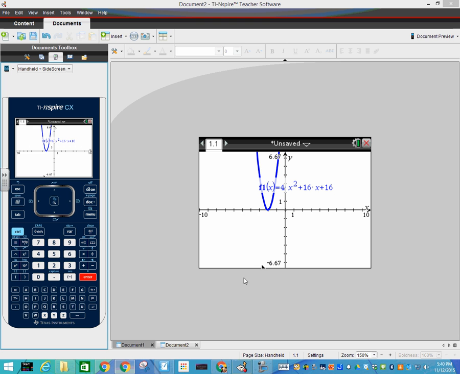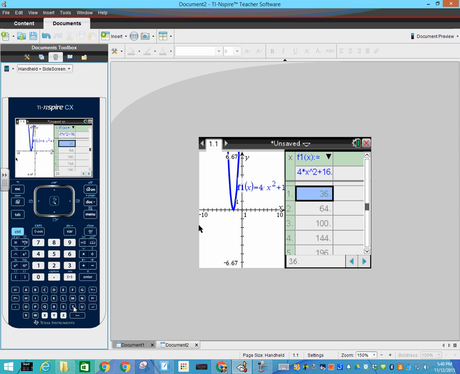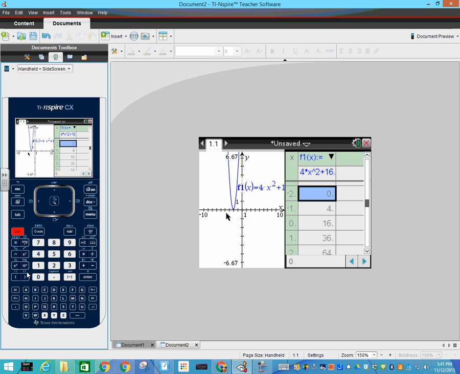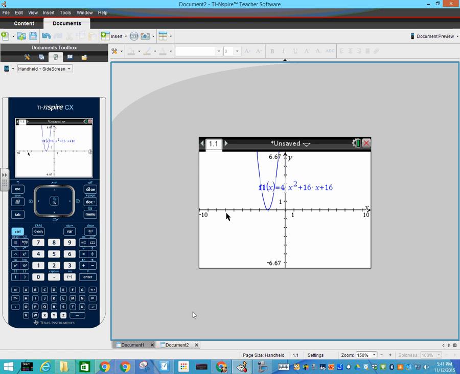So you have two options here, okay? You can look at it and say, well, that looks like negative 2. And I want you to know that you can hit Control T, kind of like on a computer. Control T brings up your table. And if negative 2 was a solution, then when I got to negative 2, it would be 0. So that's enough to say, okay, that's my root. Control T also takes off your table.